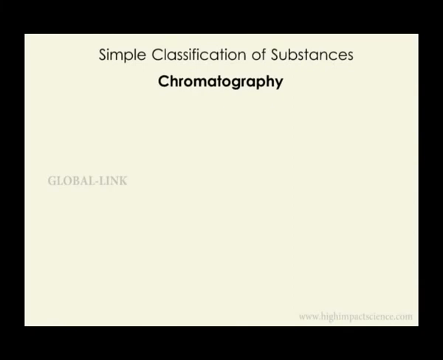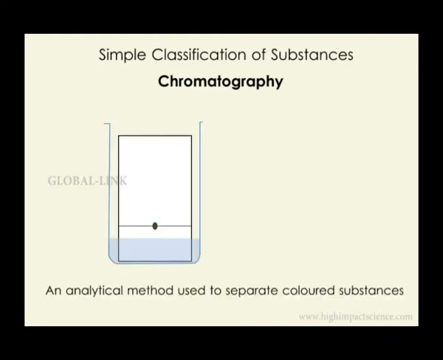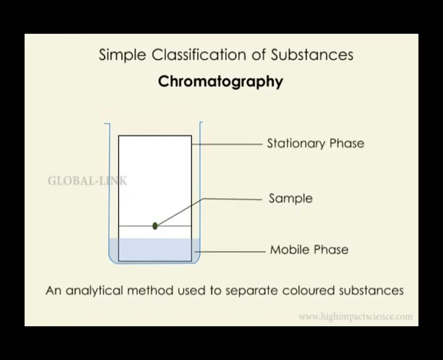The last method of separation that we look at is chromatography. Chromatography is an analytical method used to separate colored substances, especially pigments. In chromatography, the sample is distributed between two phases, a stationary and a mobile phase. In paper chromatography, the stationary phase is usually a piece of high-quality filter paper.